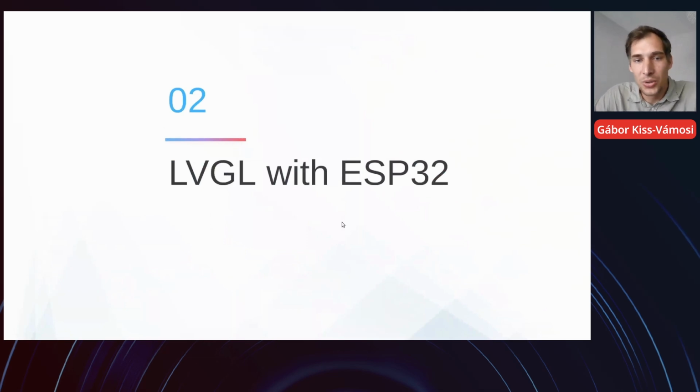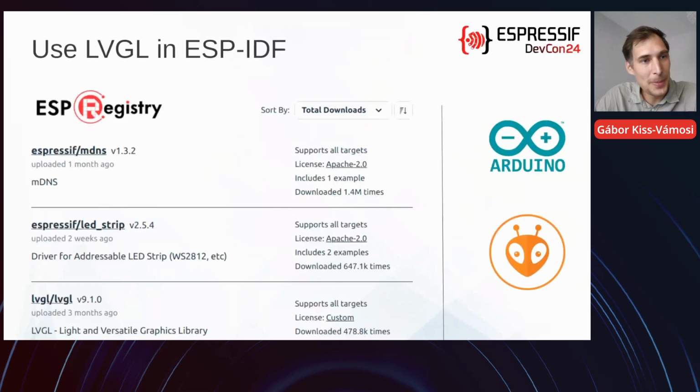So let's see how we can use LVGL with the ESP32 ecosystem and how we can get started. I think the best source of LVGL in order to add it to the ESP-IDF for the ESP projects is the ESP registry. LVGL is distributed there as well. Here I sorted the components by total downloads, and you can see that LVGL is the third. So it's the third most downloaded repository in the ESP registry and the first third-party library.